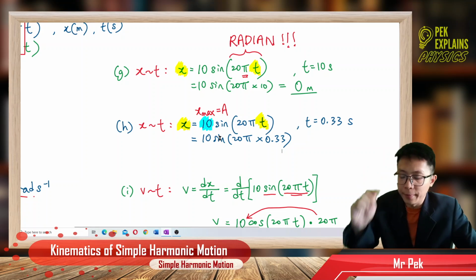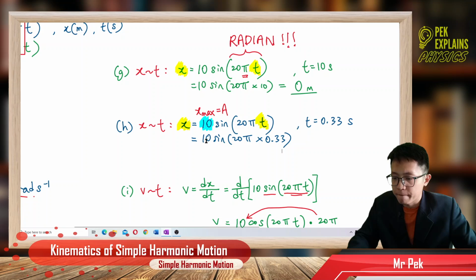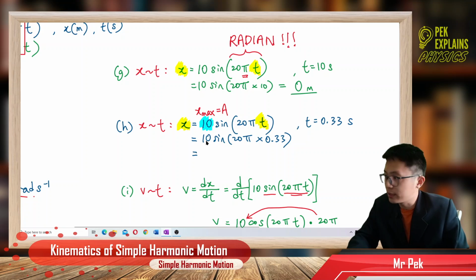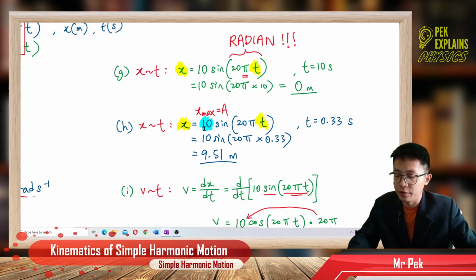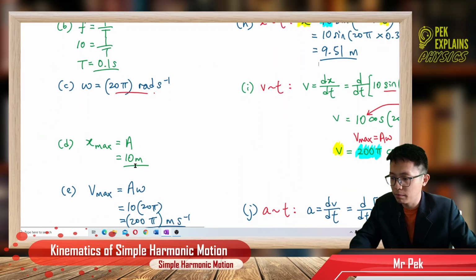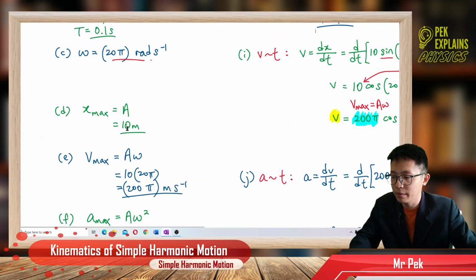Now, what's the answer? The answer is 9.51 meter. That is the displacement at time 0.33 second. Do you notice that this 10 is actually the amplitude or the maximum displacement? Okay, x maximum is amplitude, 10 meter.